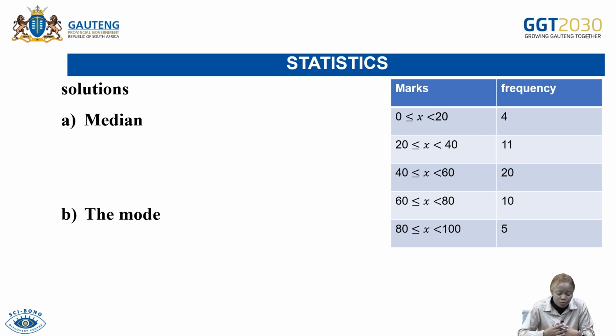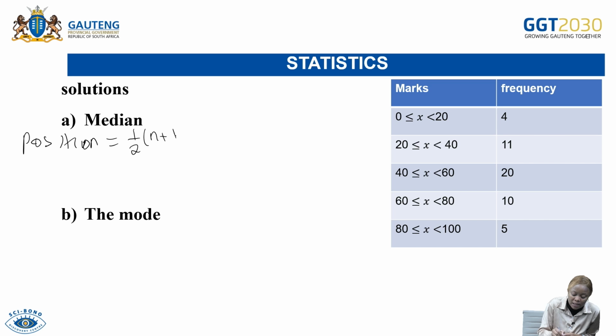Okay, and then let's move to finding the median. So the median, it's still the 50% of the data set or the half of the data set. The only thing that you need to know here, you can't find the exact value of the median because now we are working with grouped data. But you can find where the median lies. So you say the position is equal to 1 all over 2 into n plus 1.